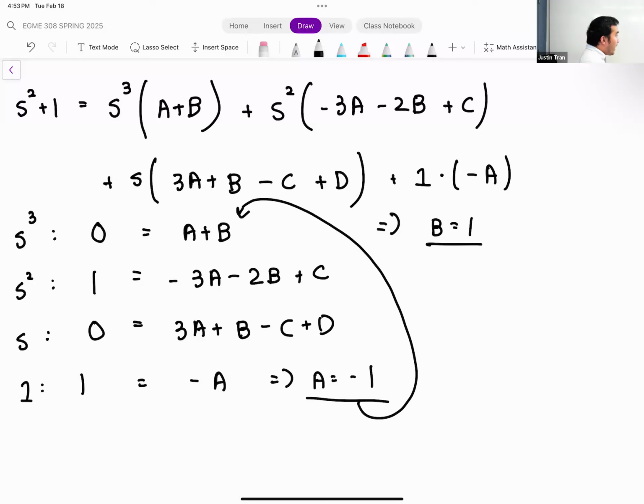All right. So now we have a and b. We can plug that into equation 2. That's going to give us c. For c, we're going to use the second equation. We have 1 is equal to minus 3 times minus 1, which is 3, minus 2 times b, and b is just 1, so it's minus 2 plus c. If we simplify this, we have 1 is equal to 1 plus c. Then we subtract 1 from both sides. We get c is equal to 0.